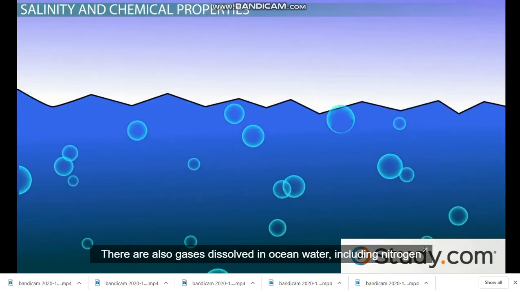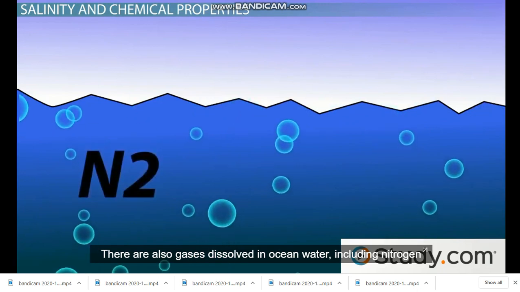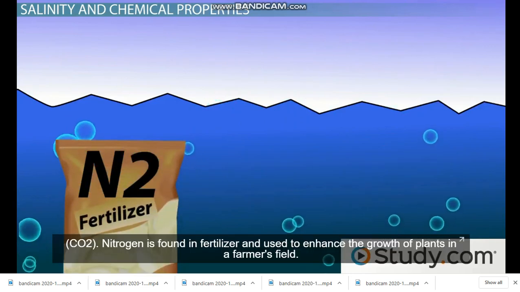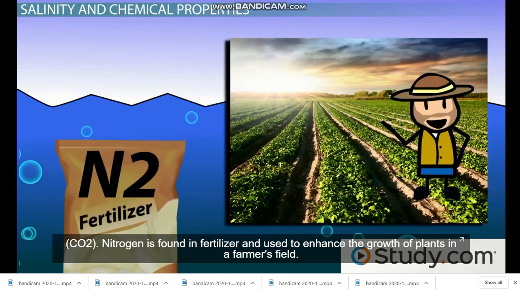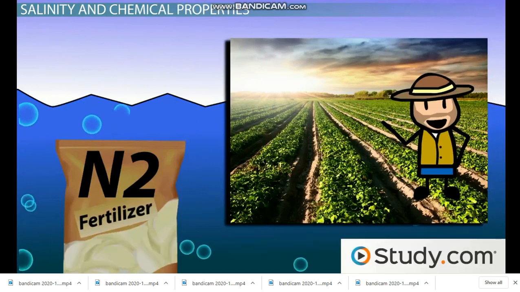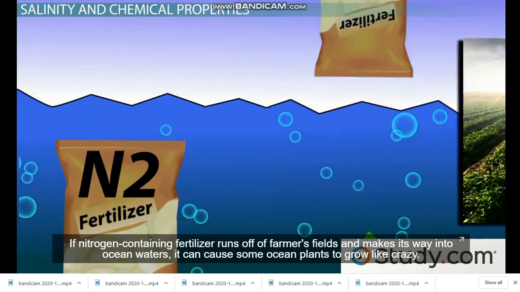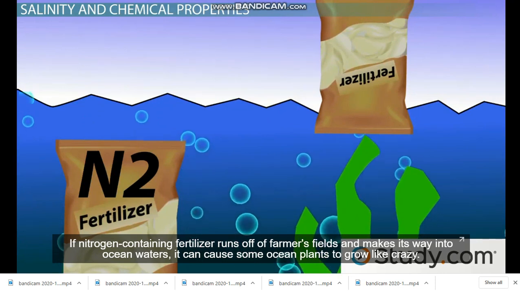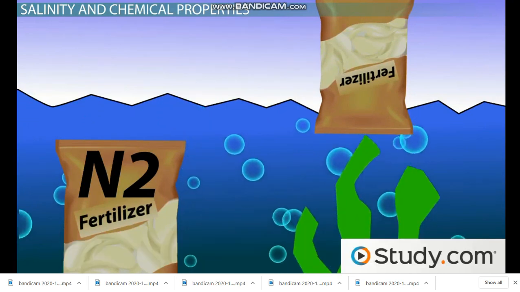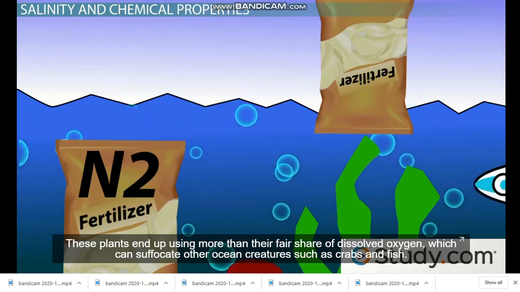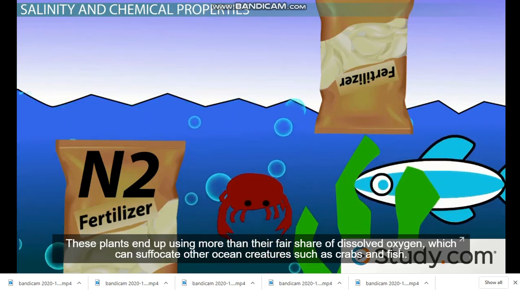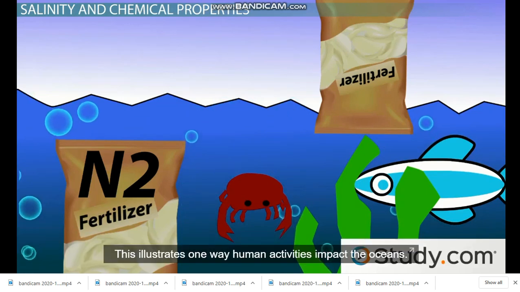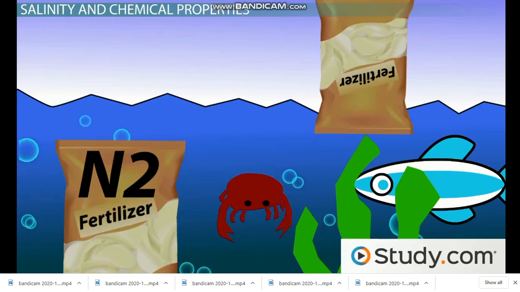There are also gases dissolved in ocean water, including nitrogen, oxygen, and carbon dioxide. Nitrogen is found in fertilizer and used to enhance the growth of plants in a farmer's field. If nitrogen-containing fertilizer runs off of farmers' fields and makes its way into ocean waters, it can cause some ocean plants to grow like crazy. These plants end up using more than their fair share of dissolved oxygen, which can suffocate other ocean creatures such as crabs and fish. This illustrates one way human activities impact the oceans.